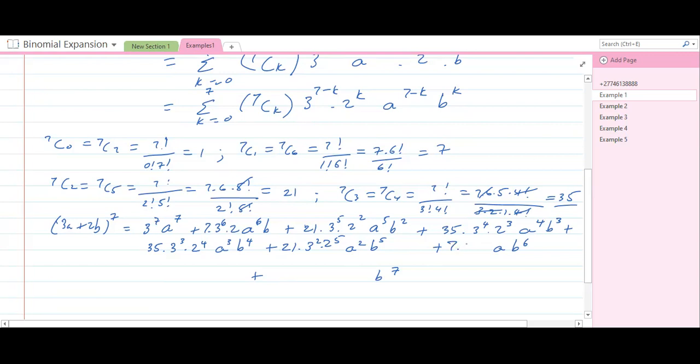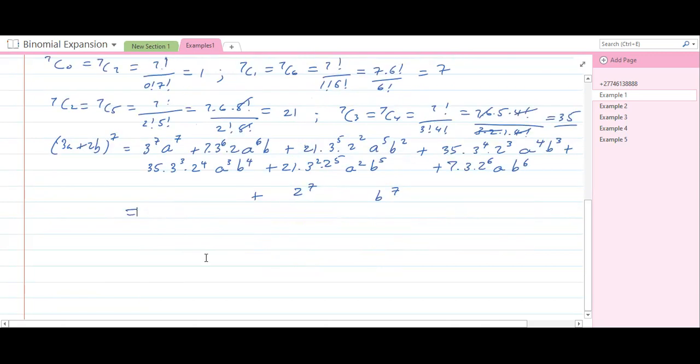3 to the power 1, 2 to the power 6. And the last one, 7 choose 1 is 1. 3 to the power 0, 2 to the power 7, a to the power 0 b to the power 7, so 2 to the power 7, b to the power 7. So final answer, 3 to the power 7 times a to the power 7, so 3 to the power 7.